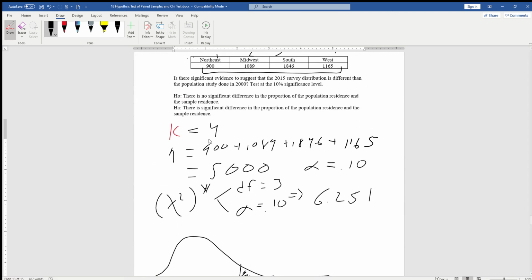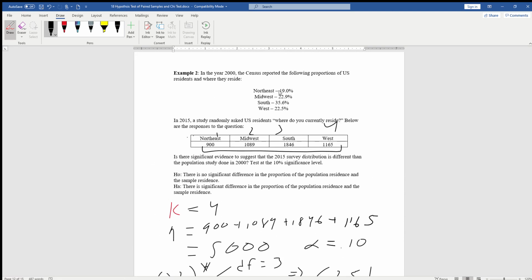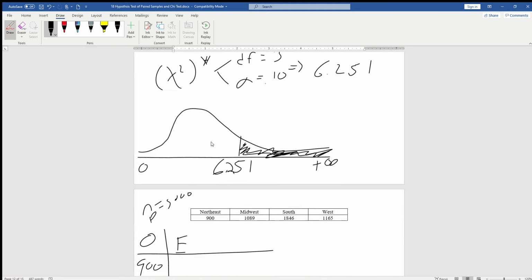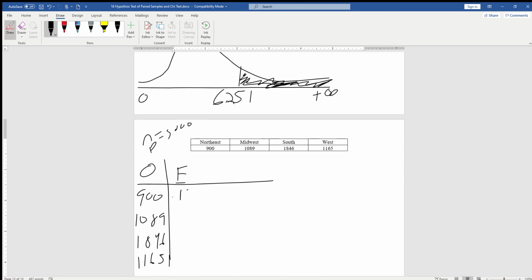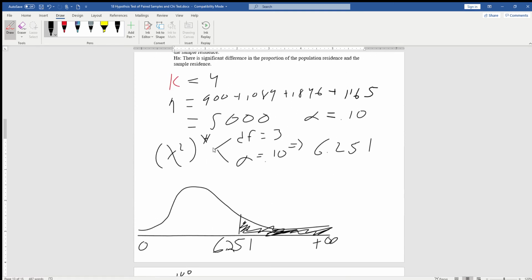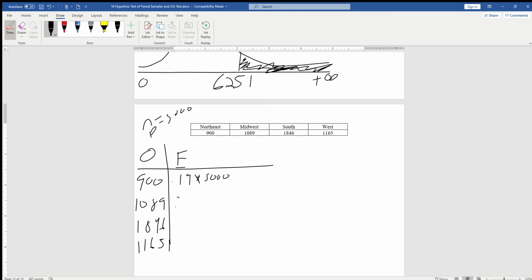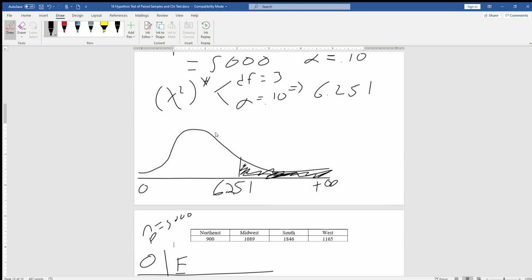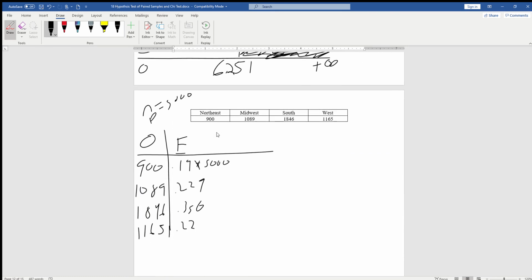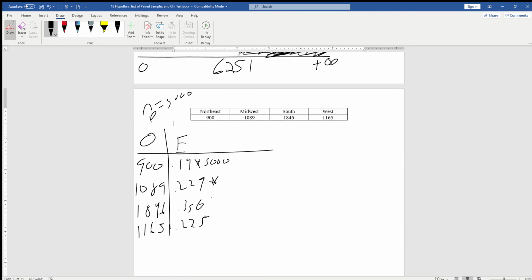So we're going to go back up, and we're going to have, first of all, 0.19 times 5,000. Then we just keep going back up, and we're going to multiply by 0.229, 0.356, and then I think it was 0.225, and we're going to multiply each of those by 5,000.